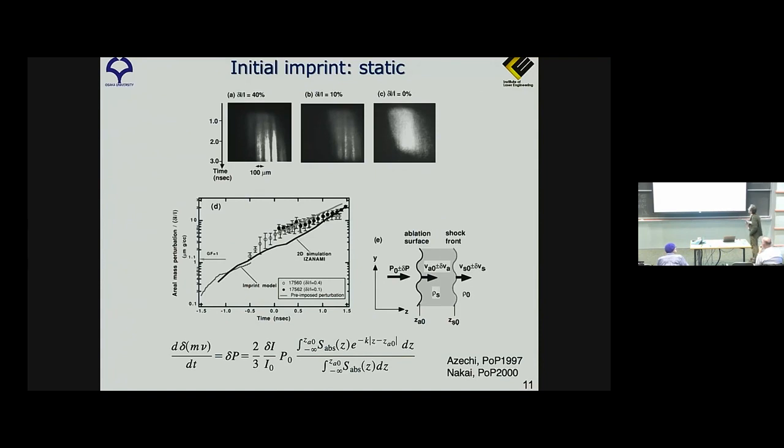And this equation is a simple equation, but it is predictable to the surface roughness. You can see here the comparison between the model here. No, this is the simulation. Model here, and simulation here, and experiment here. So I think accuracy is good enough to use this model to predict the initial imprint.